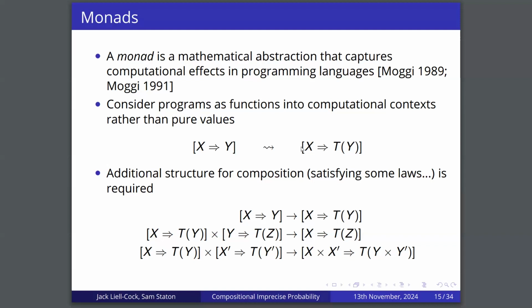But we also need some additional structure on this monad, because immediately we break composition. If we have a program from x to y and a program from y to z, but now they're interpreted as a program from x to Ty and a program from y to Tz, they can no longer be combined together because there's a type mismatch. So we need this structure, where given an x to Ty and a y to Tz, we get an x to Tz. We need a way to actually compose these things.